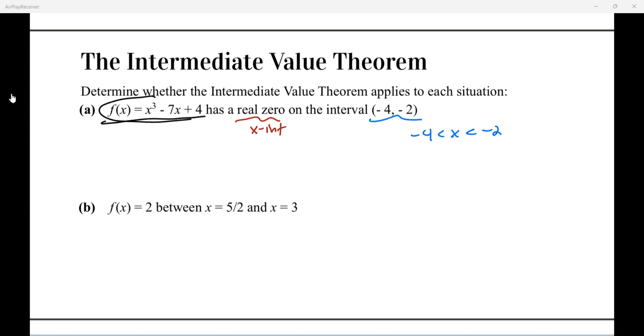So you have to recognize that because this function right here is a polynomial, we know that polynomials are always continuous. So therefore we can proceed to see if the intermediate value theorem is going to apply. What I'm going to do is take this interval of -4, -2, and plug in -4 and -2 into the function and find f of -4 and f of -2.